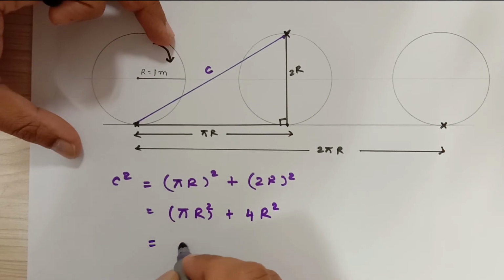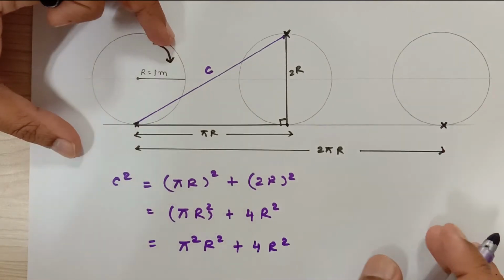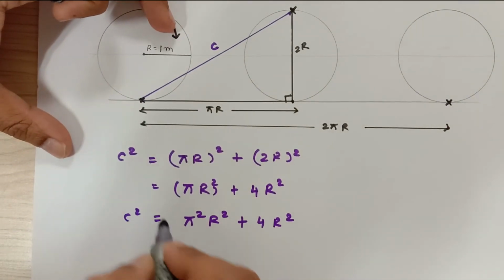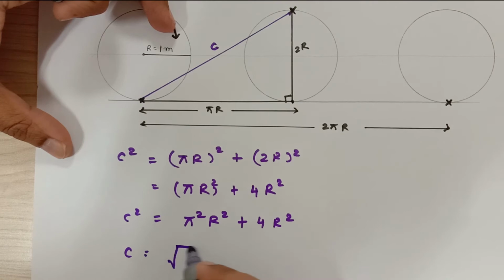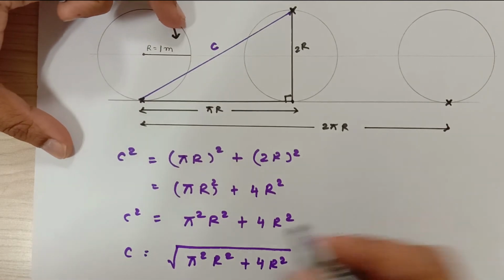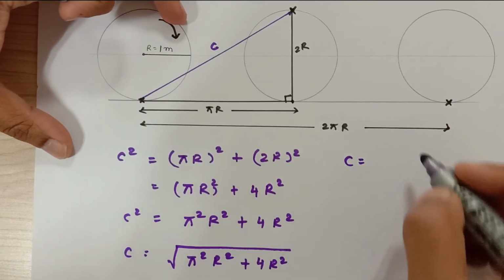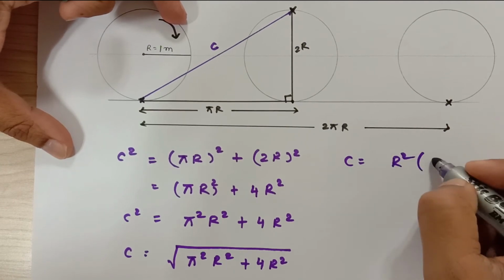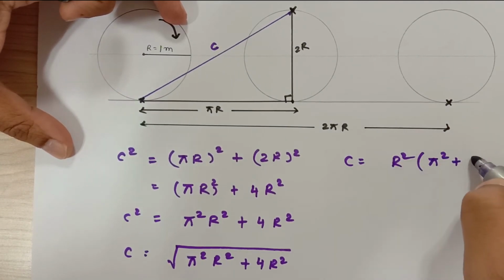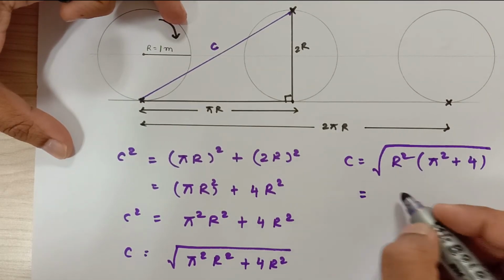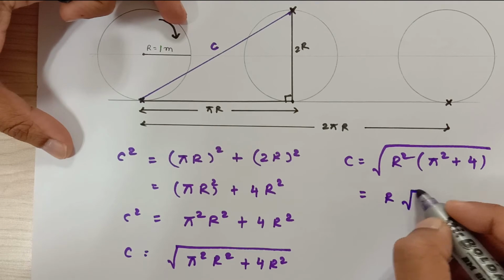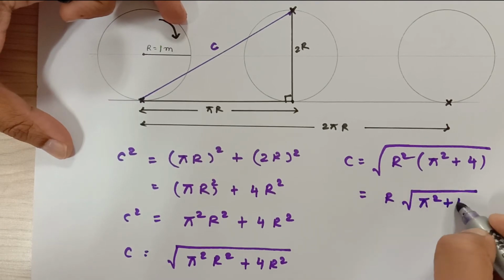So let me do that. Pi square r square plus 4r square. This is equal to c square. So c would be equal to the under root of pi square r square plus 4r square. Then I can pull out r square common: pi square plus 4 and whole under root. So r will come out. So this is our answer, r under root pi square plus 4.